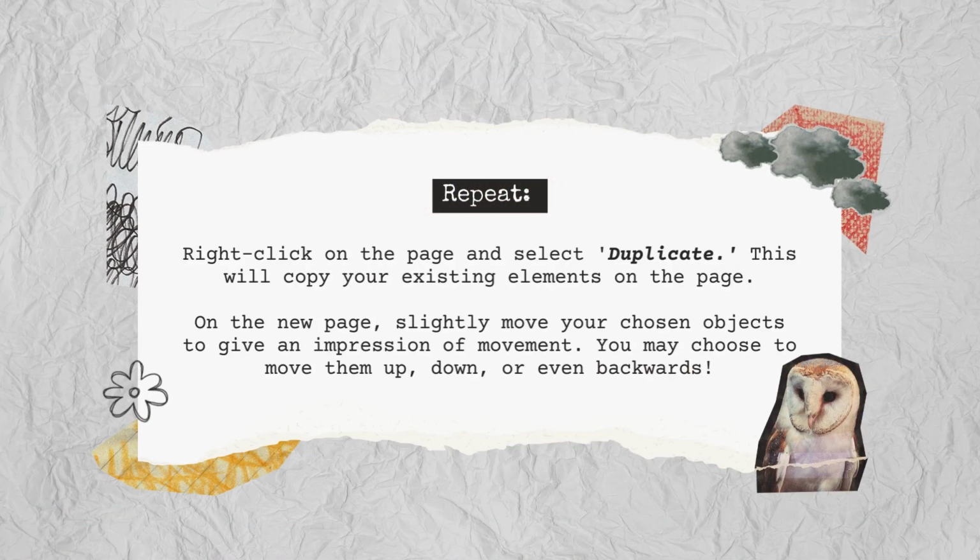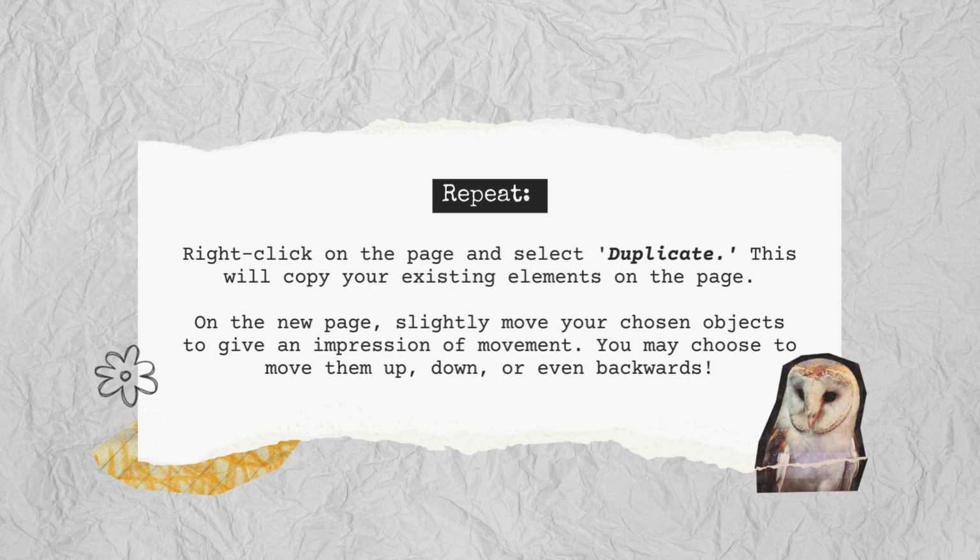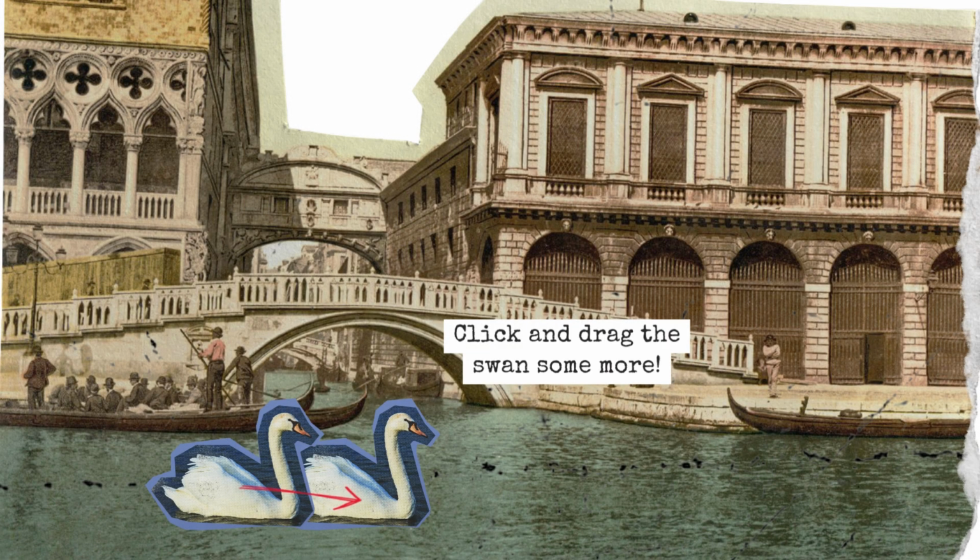Repeat: right-click on the page and select Duplicate. This will copy your existing elements on the page. On the new page, slightly move your chosen objects to give an impression of movement. You may choose to move them up, down, or even backwards. Click and drag the swan some more.